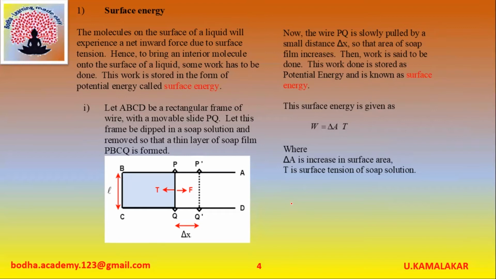Let ABCD be a rectangular frame of wire with a movable slide PQ. Let this frame be dipped in soap solution and removed so that a thin layer of soap film PBCQ is formed. Now, the wire PQ is slowly pulled by a small distance delta x so that area of soap film will increase. Then work is said to be done. This work done is stored in the form of potential energy and is known as surface energy.